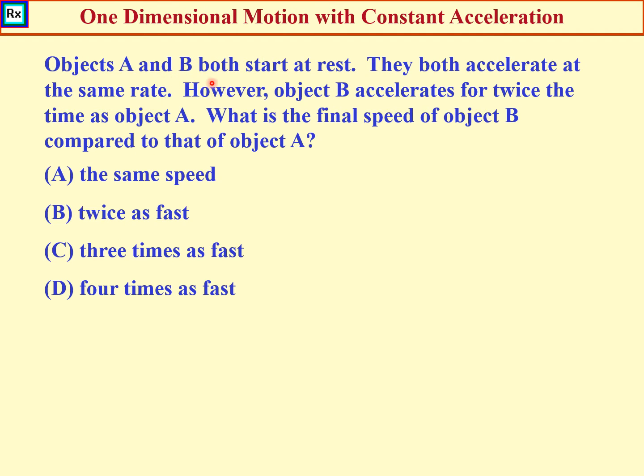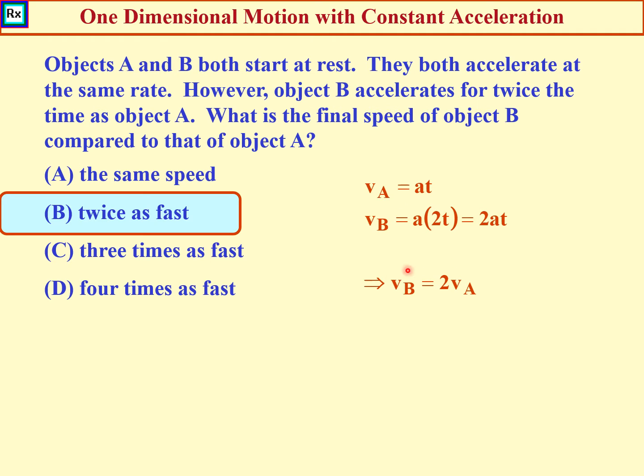All right, objects A and B both start at rest, and both accelerate with the same rate. However, object B accelerates for twice the time as object A. Compare the final speed of B to the final speed of A. So what happens when you go for twice the amount of time? What happens to the final speed? Well, if you look at the final velocity equation that we came up with, twice the time gives us twice the final velocity, because the final velocity is going to be equal to acceleration times time. So 2 times the time is going to give me 2 times the velocity.